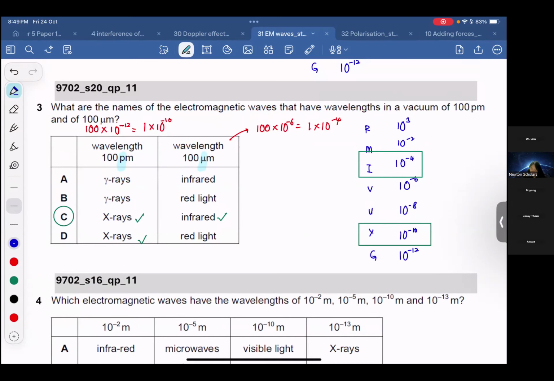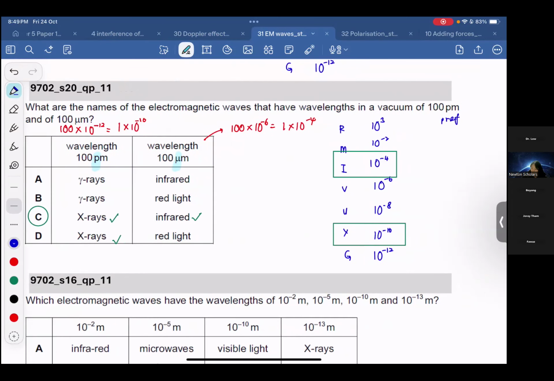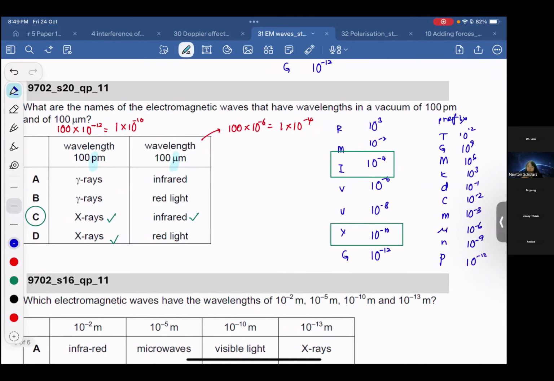Okay, Fatima here. Pico. We got the prefix. You know the prefix: tera, giga, mega, kilo, deci, centi, milli, micro, nano, pico. It's 10 power of 12, 10 power of 9, 10 power of 6, 10 power of 3, 10 power of negative 1, negative 2, negative 3, negative 6, negative 9, and negative 12. You can use your calculator to help you, but if you don't know, after the lesson you capture your calculator and send it to my WhatsApp. I will teach you how to find the prefix in your calculator.